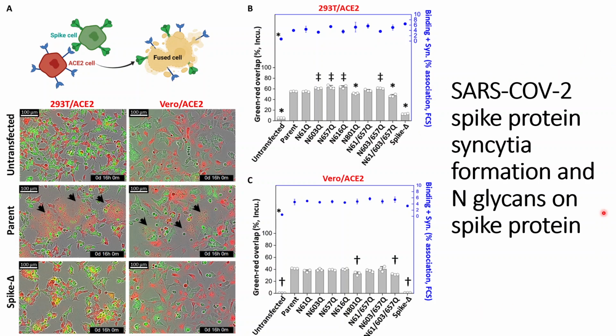In this video, we will discuss the role of N-glycans that are present on the spike protein in syncytia formation. When the cleavage of the spike protein happens, the S2 site contains a fusogenic peptide that gets exposed and then helps in binding the cell membrane of those cells that are transfected with the spike protein to the other cells.